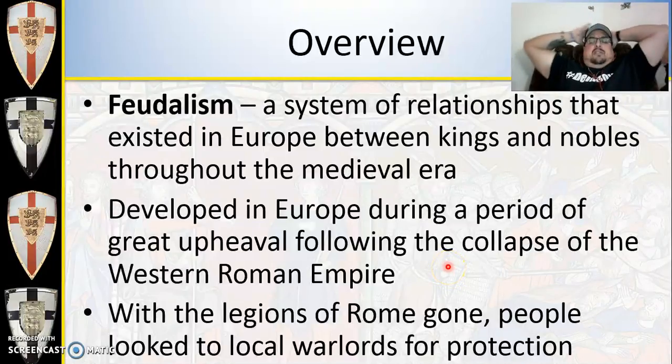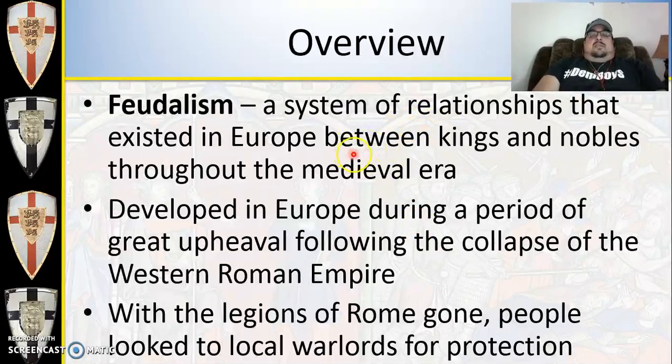Okay. Middle Ages, we've been talking about feudalism. As you can see, it's a system of relationships that existed in Europe between kings and nobles throughout the medieval era. So these are the relationships between the kings and nobles when it came to land, money, trade, things of that nature. You saw that in A Knight's Tale a little bit, where you saw some of those relationships develop. It developed in Europe during a period of great upheaval, during the collapse of the Western Roman Empire. So when the medieval time came into play, you saw Rome fall, and the Middle Ages came into play.